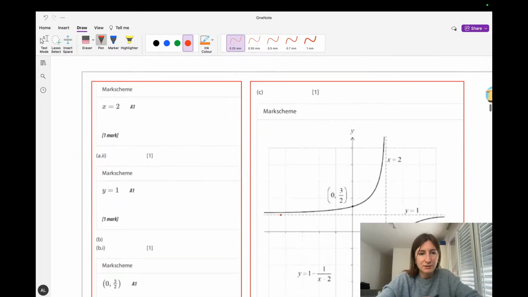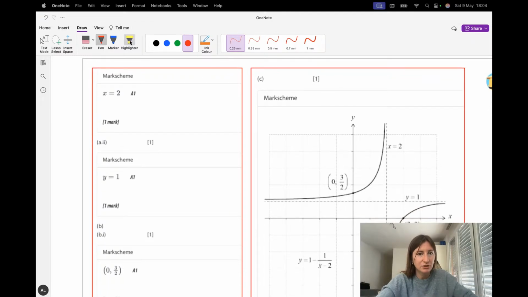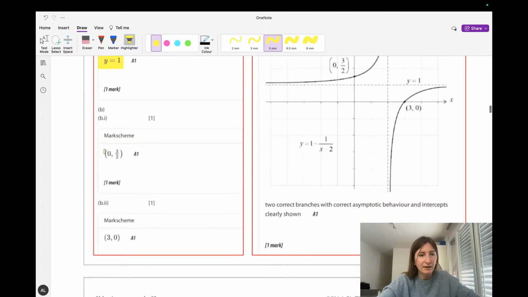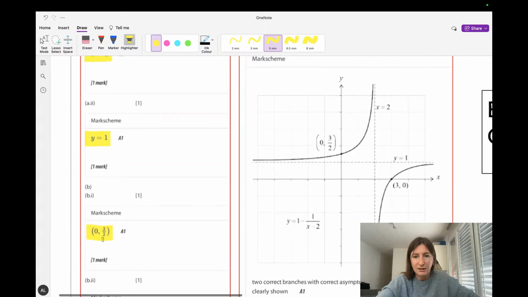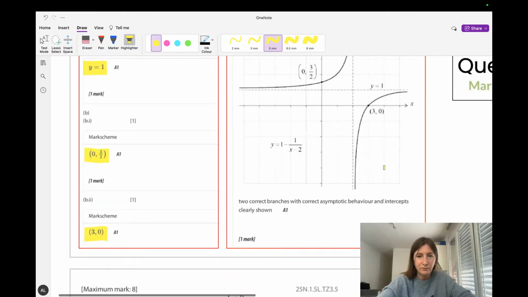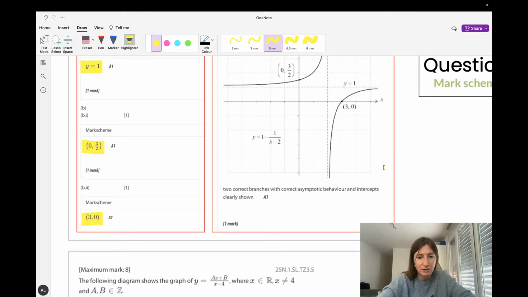All right. So we had to see the mark just for the equation. So if you just wrote 2, you wouldn't get it, the equation. Then our coordinates, 1 mark there, and then here, 2 correct branches with correct asymptotic behavior. So your asymptote showing that it's reaching but not getting. And your intercepts clearly shown. So you should also write the coordinates of your intercepts.